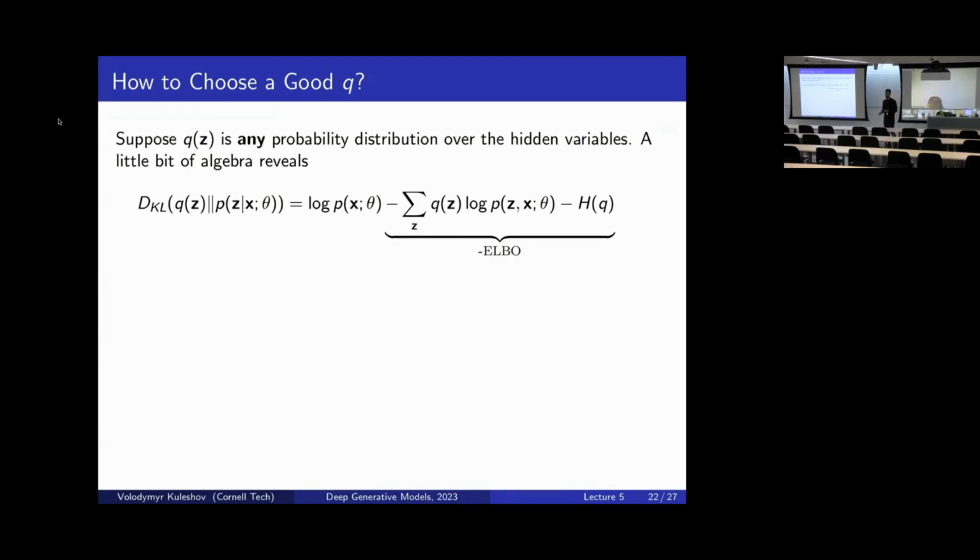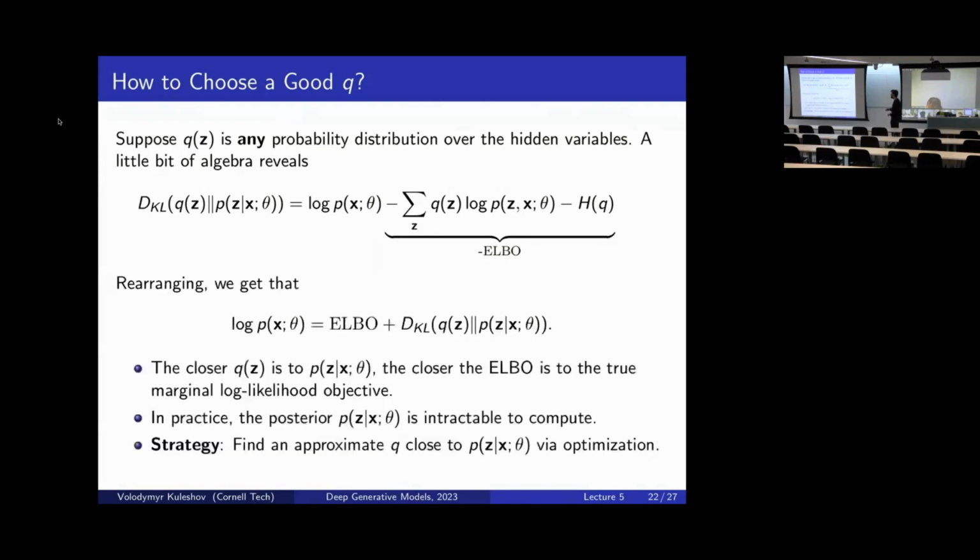Remember that we defined in the last lecture this concept called the KL divergence, which is a notion of closeness between distributions. So consider the KL divergence between Q and P of Z given X. If you just plug in the definition of KL divergence and work out the terms, this equals precisely the log probability of X minus this other term, which is just the ELBO. Or in other words, if you rearrange the terms, you get that the log probability equals precisely the ELBO plus the KL divergence between Q of Z and P of Z given X.